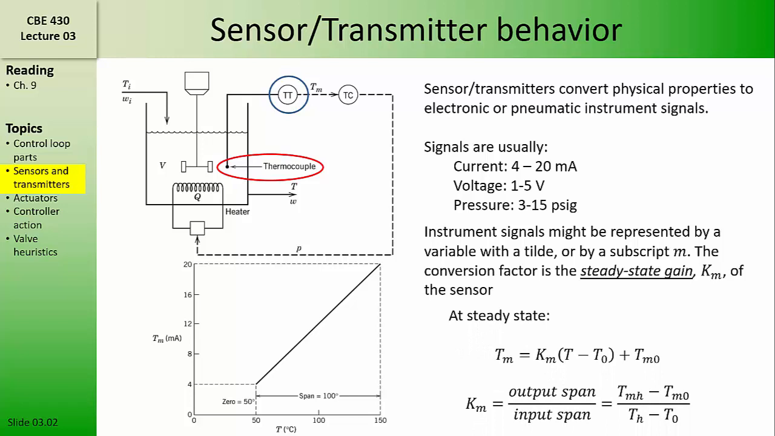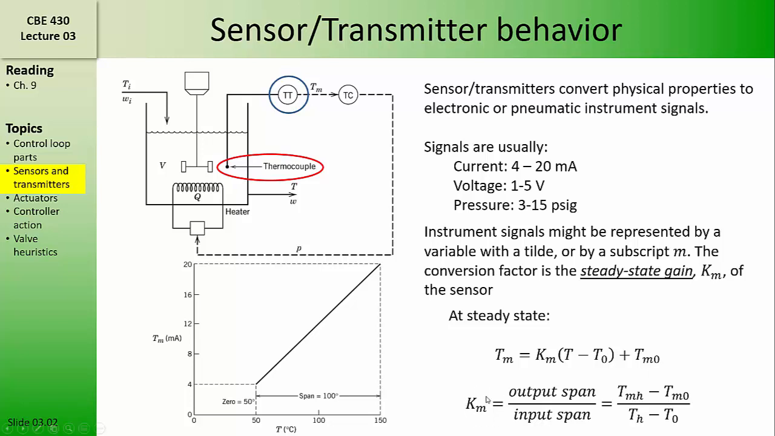In this case, we're measuring a real temperature, T, and the thermocouple is capable of accommodating temperatures between some minimum and maximum, given by T_H and T_0. The instrument signal can take on any value between the minimum and maximum. If it's a current signal, it could be between 4 and 20 milliamps. So T_m0 is 4 milliamps, and T_mH would be 20 milliamps.